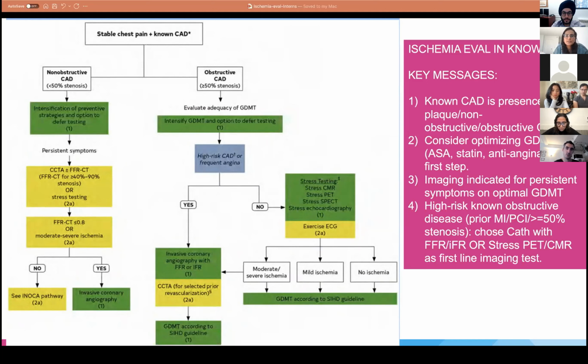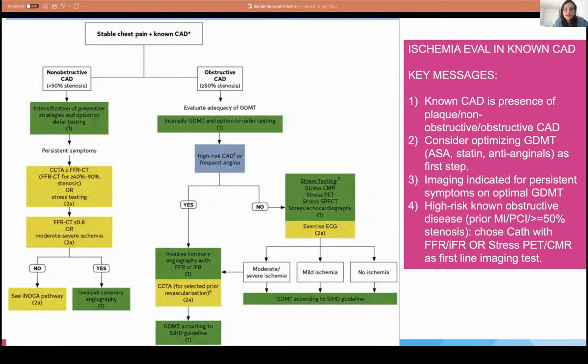So here you want to think about whether the disease that you already know the patient has is non-obstructive or obstructive. Non-obstructive disease is when, let's say, somebody has some calcium on their scan, or they've had a cath in the past which said 30-40% stenosis. That's when you can, for testing, consider a coronary CTA, versus somebody who has known evidence of obstructive disease.